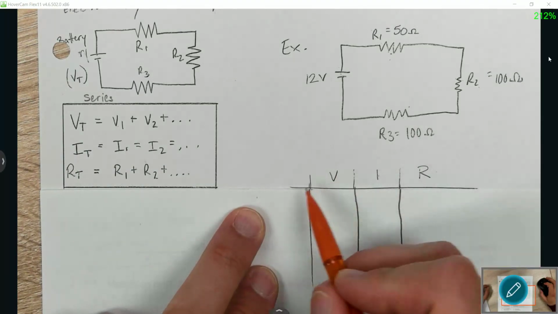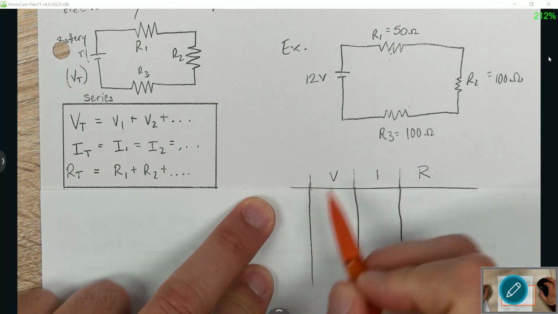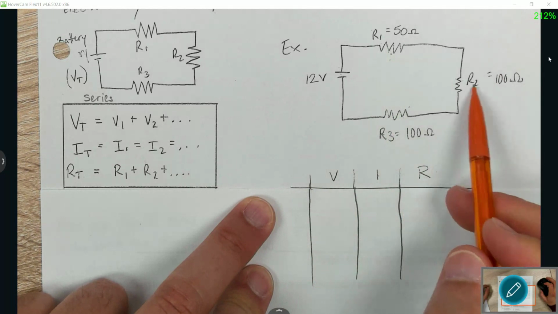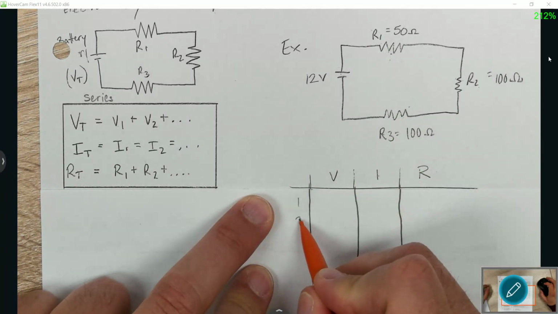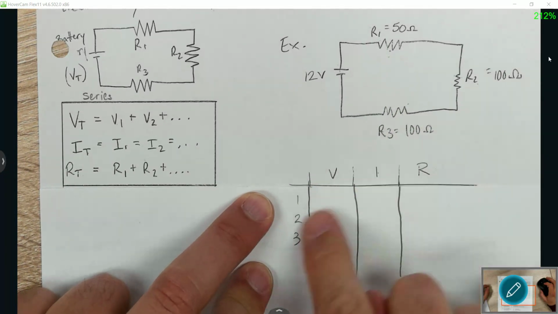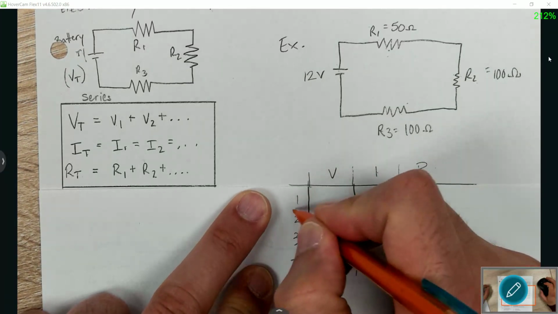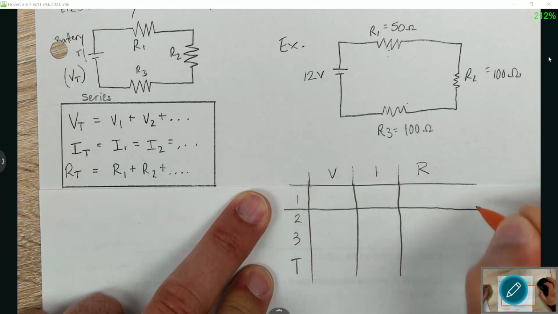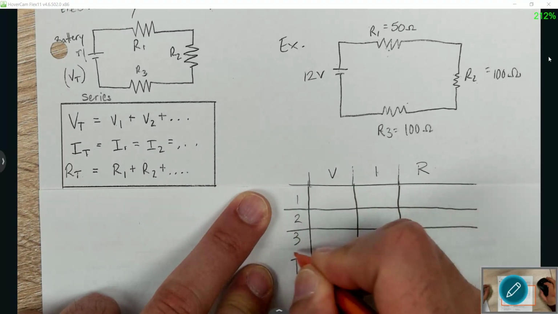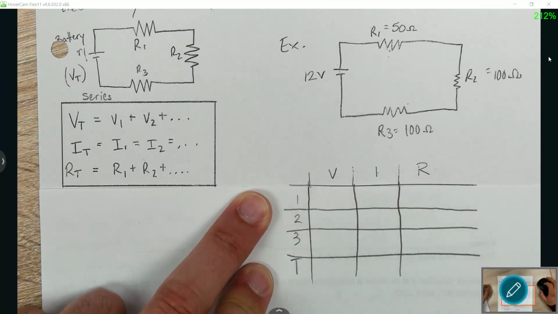So you make as many rows as there are resistors. We have 1, 2, 3 resistors, so you're going to make a 1, 2, 3. If there were only 2, you would only do 1, 2. And then after that, you do a total for the total resistance, total voltage, total current. Okay, we make our table.